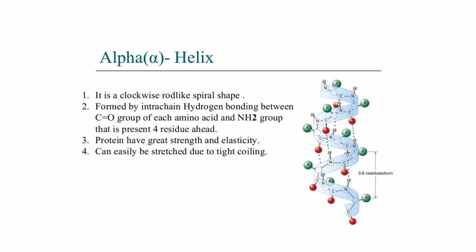Alpha helical structure. It is a clockwise rod-like spiral shape formed by interchain hydrogen bonding between the C=O group of each amino acid and the NH group that is present 4 residues ahead. Protein has great strength and elasticity. It can be easily stretched due to tight coiling.